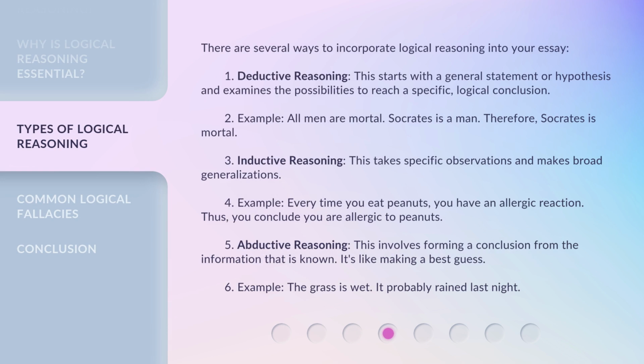There are several ways to incorporate logical reasoning into your essay. 1. Deductive reasoning. This starts with a general statement or hypothesis and examines the possibilities to reach a specific, logical conclusion. 2. Example. All men are mortal. Socrates is a man. Therefore, Socrates is mortal.